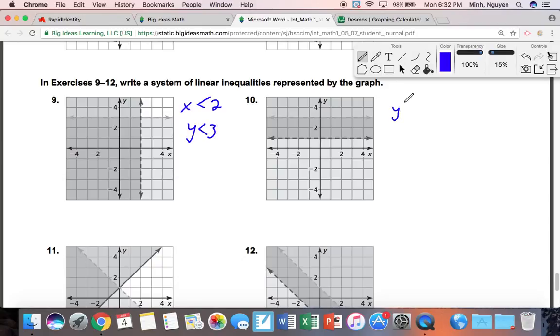Let's see here. y is greater than 1. y is less than 3. I'm just doing this without much explanation because it literally is just you coming down and recognizing these lines, right? It's not an x, because if it was an x, it would be going like that.